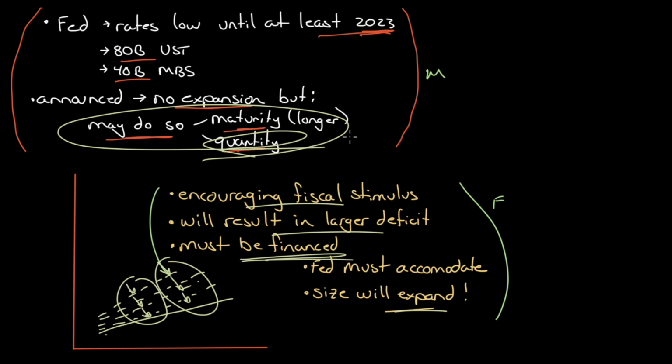But from a monetary perspective, I see low rates until 2023 because I believe him. He said it. I believe him. I don't see any reason to doubt him. It's not like he's lying. I believe him. He's going to continue to expand the balance sheet by 120 billion a month.